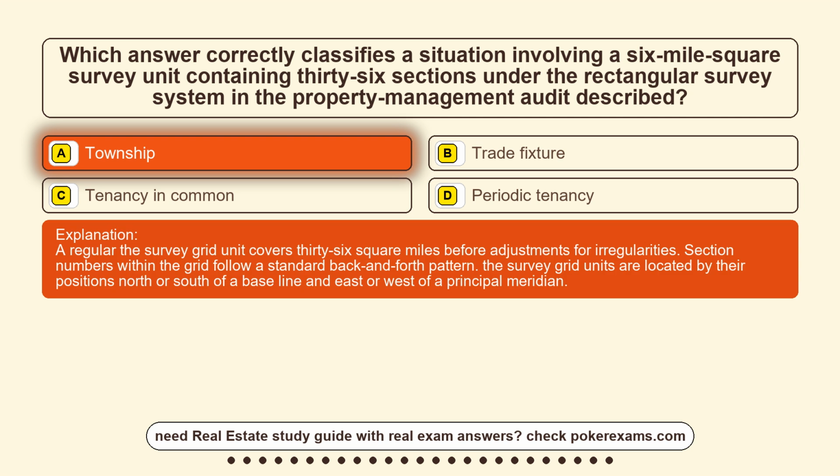The survey grid unit covers 36 square miles before adjustments for irregularities. Section numbers within the grid follow a standard back-and-forth pattern. The survey grid units are located by their positions north or south of a baseline and east or west of a principal meridian.